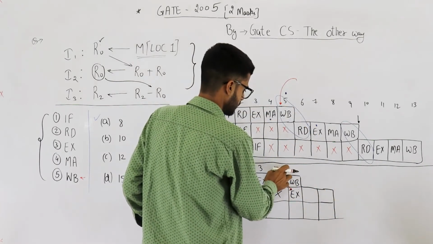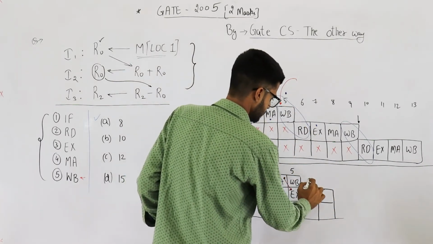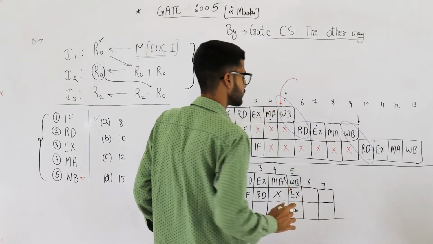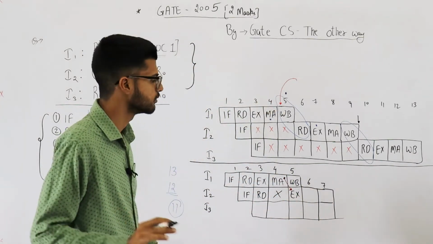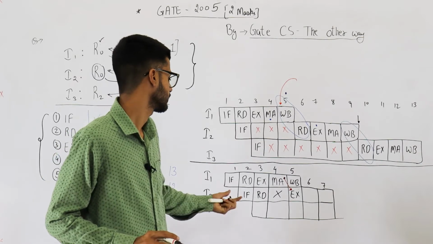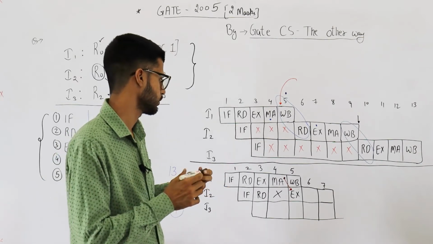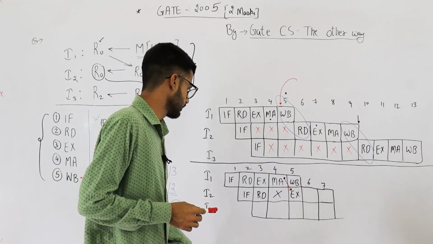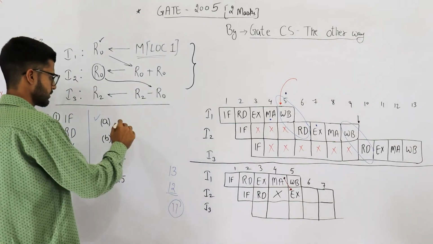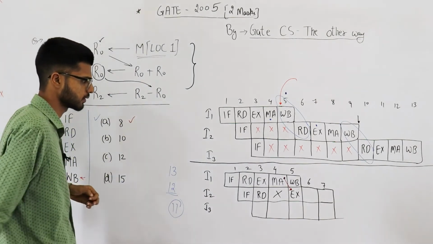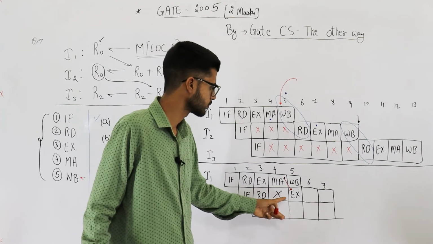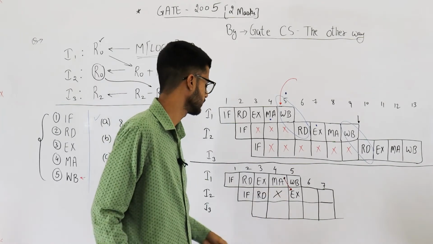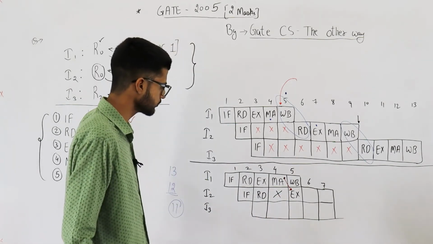4, 5, 6, 7. So in 7 clock cycles, we are able to complete I2. Complete till I2. That means probably the answer is going to be 8. It's visible from here also. Okay, because we'll also use operand forwarding in this I2 and I3.